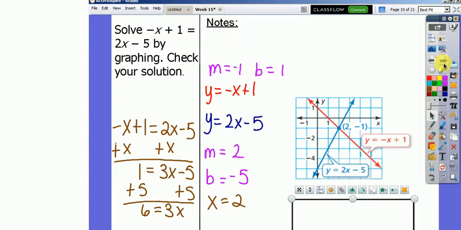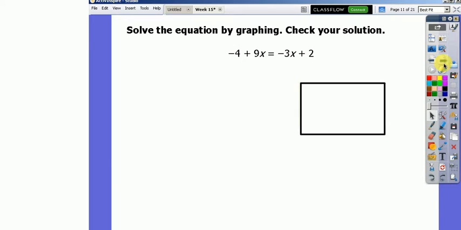All right. Go ahead and try this one. You may solve it very quickly by hand, but I do want you to graph it, verify that solution, and then we'll go over it.